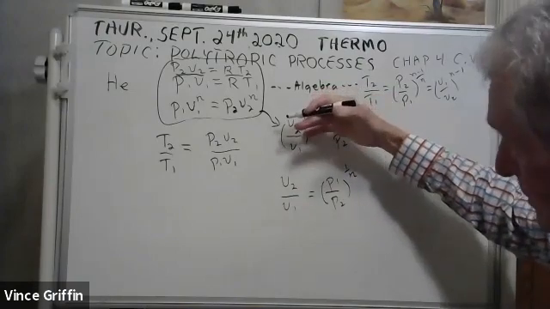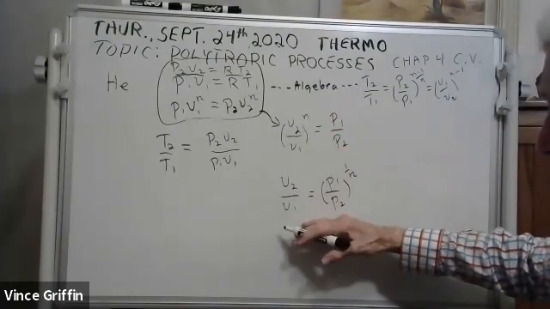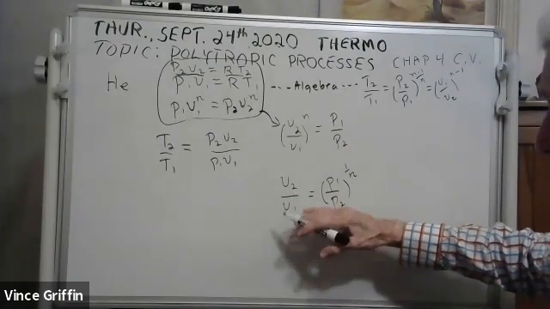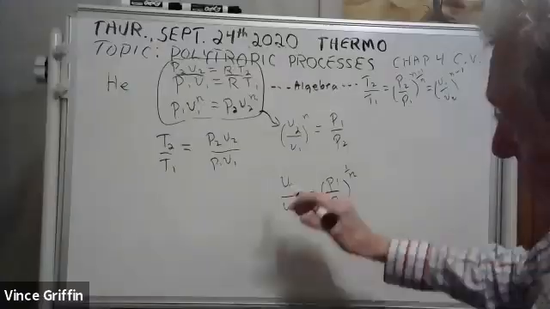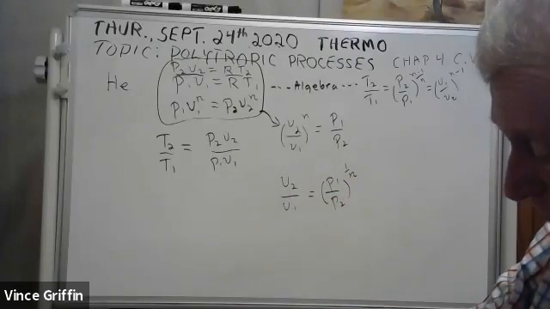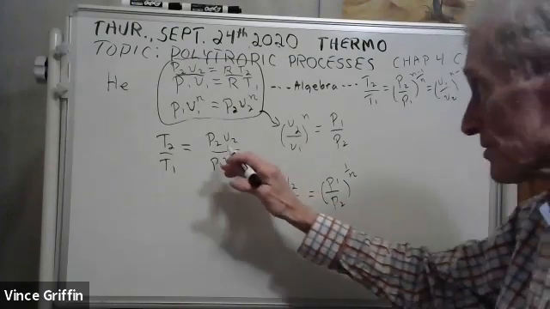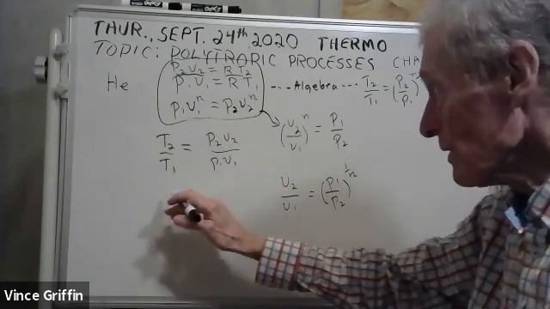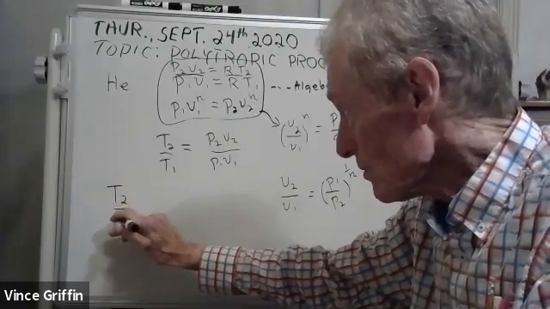Can you get from here to here? Can you make it? From here to here, can you make it? I took both sides to the power 1 over n. That just gives you a 1 here on this one, see? Well, I'm hoping you made it. And now what I'm going to do is substitute this V2 over V1. And so here's what we got now. We're almost there.